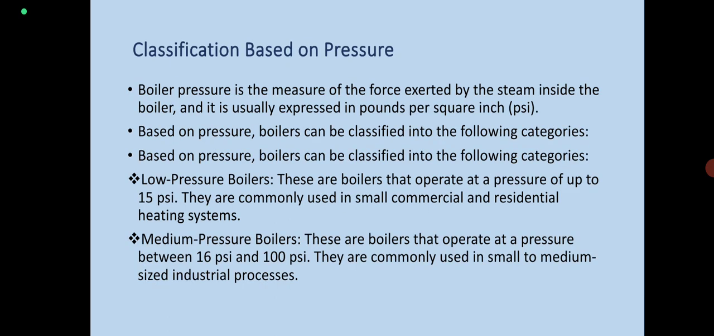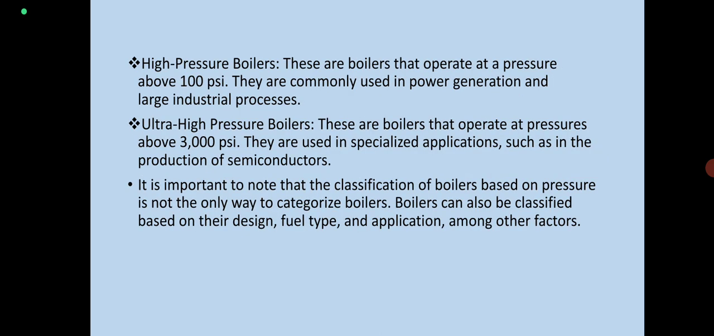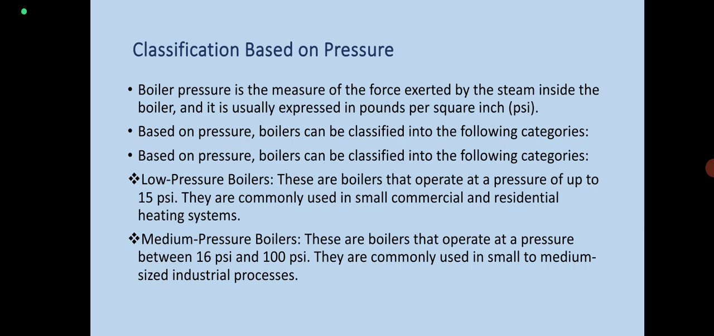Now, the classification based on pressure. Boiler pressure is the measure of the force exerted by the steam inside the boiler, and it is usually expressed in pounds per square inch. Based on pressure, boilers can be classified into the following categories: low pressure boilers, medium pressure boilers, high pressure boilers and ultra high pressure boilers. We will discuss these in detail.